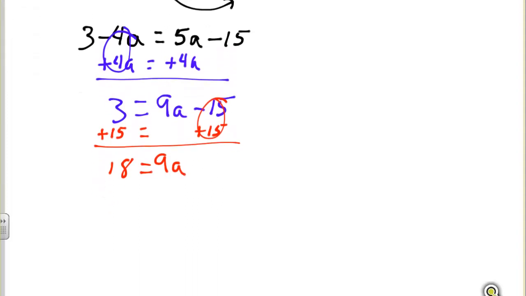And the last step here is to get rid of the times 9 on the right-hand side. So I'm going to divide by 9 on both sides. Properties of equality are important. The 9s will simplify to a 1. 1 times a is a, that's identity. And the left-hand side, 18 divided by 9 leaves me with 2.